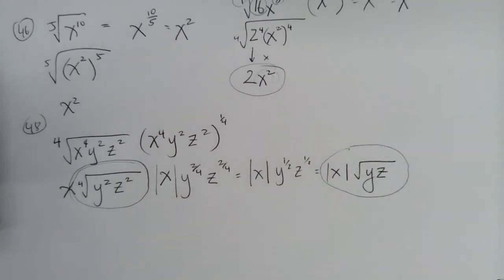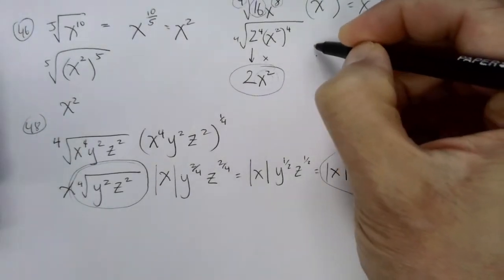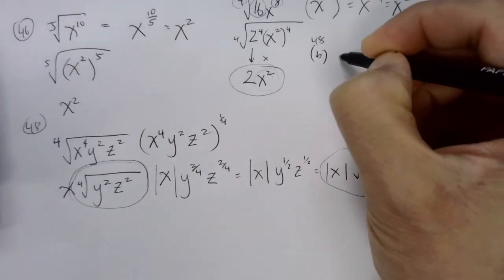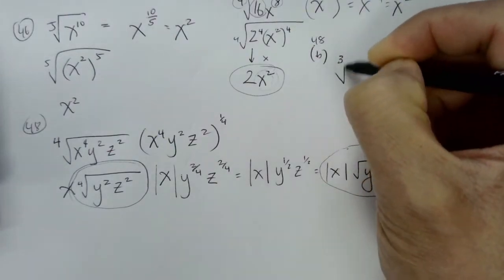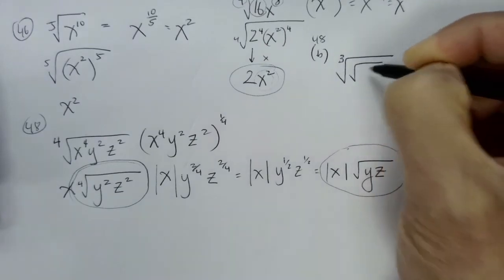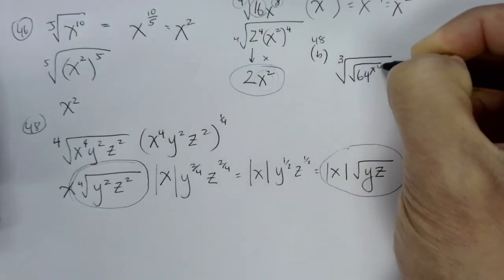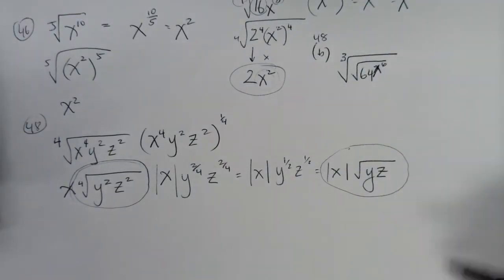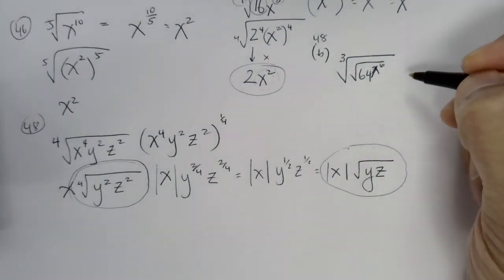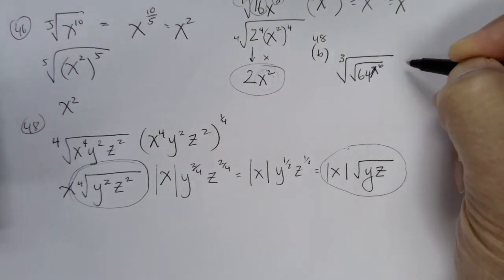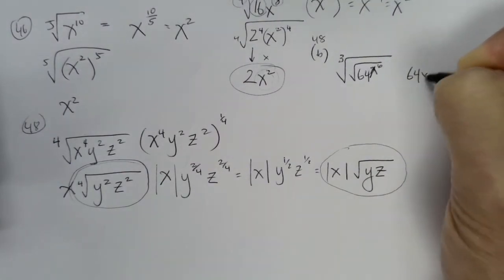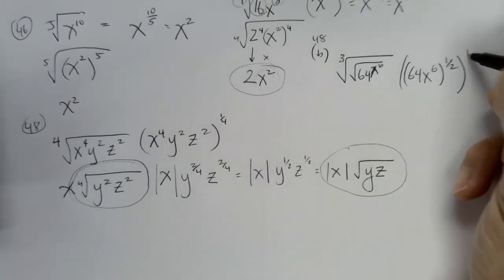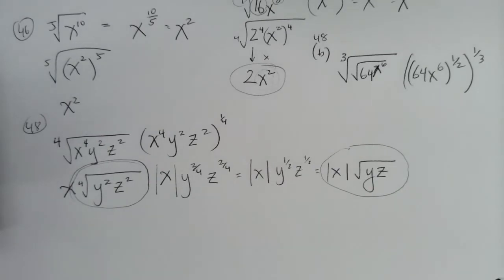What about B? For part B, 48B, up here, I have the cube root of the square root of 64x to the 6th. Oops, x to the 6th. I made my x look like an exponent. Sorry about that. So again, I can do this two ways. Let's do rational exponents first. I have 64x to the 6, the square root of that, and then the cube root of that. Whew.